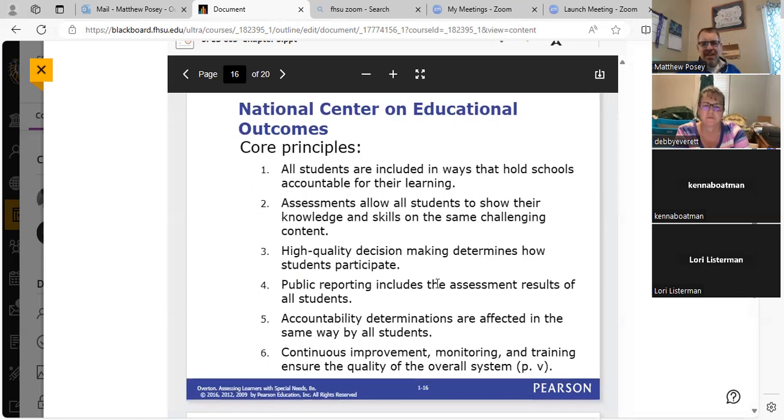Okay. Here are some of the core principles from the National Center on Educational Outcomes when it comes to testing, the ways it's reported, and what assessment data is used for. A lot of times on high stakes testing, they use that data to hold schools accountable for their learning. That's why we have to do state tests. A lot of times now, states have a school report card that's reflective of the performance of your school.